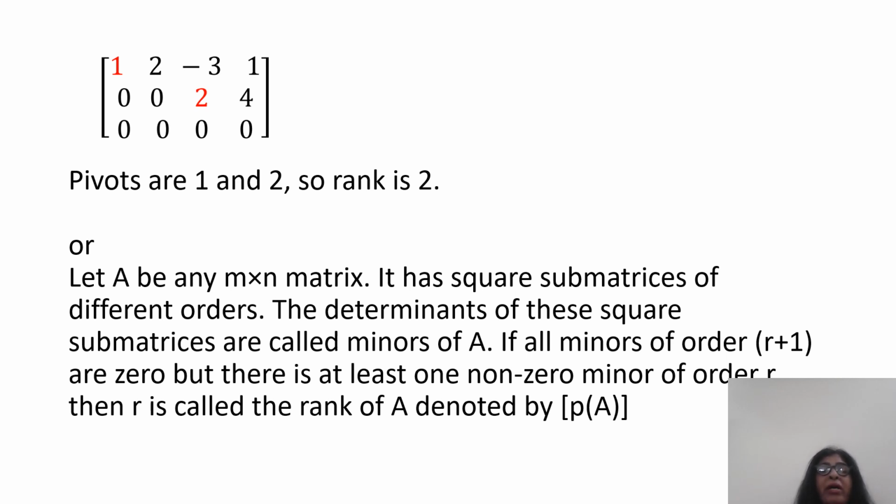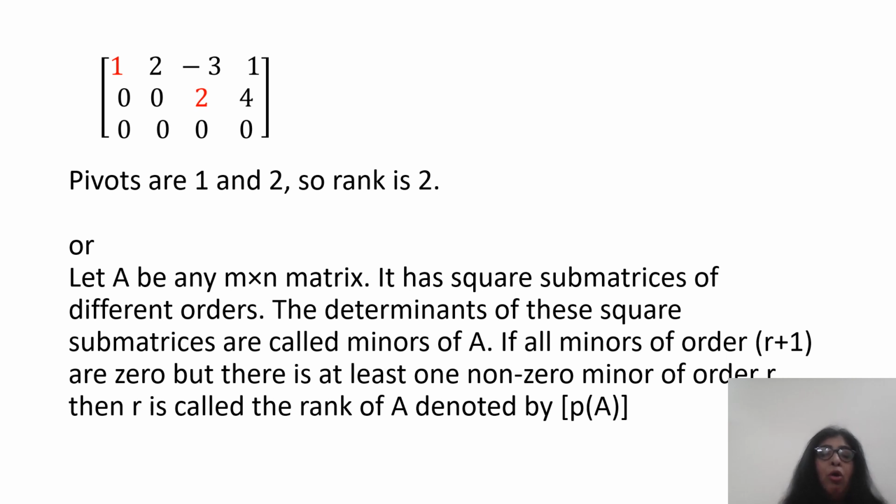Pivots are 2 and 1. So rank of the matrix is 2. Clear? Now this is the method to find the rank of the matrix with the help of row echelon form. Now the next method is with the help of minors.